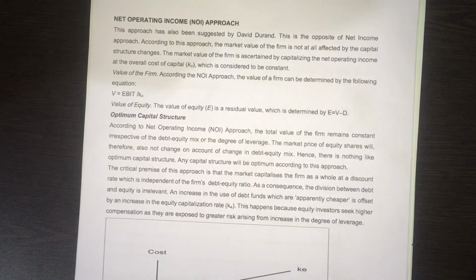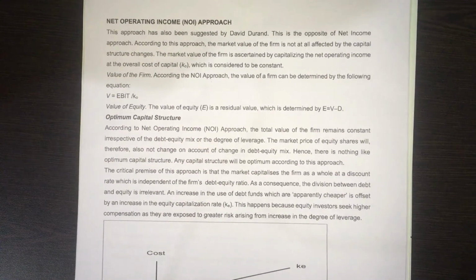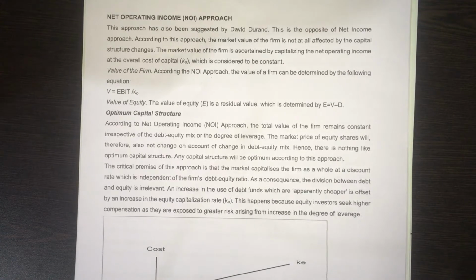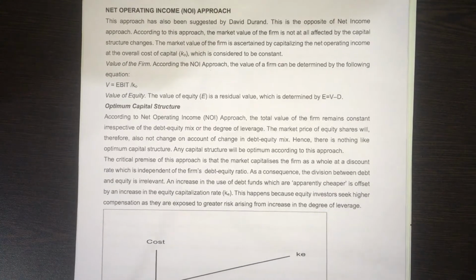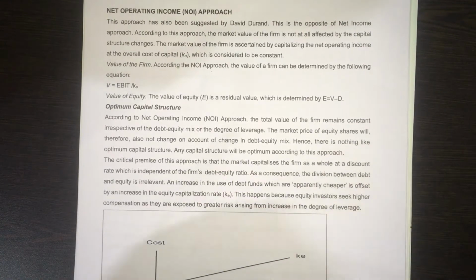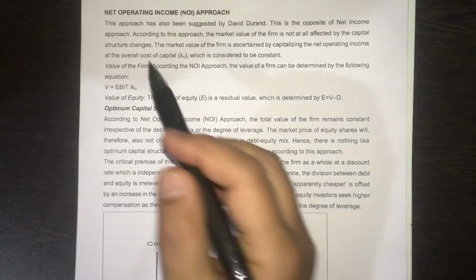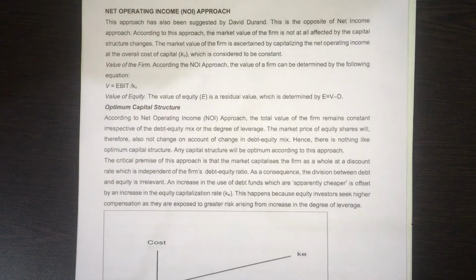All right, welcome back, and this is the second video on the chapter dealing with capital structure. In the first video, I dealt with the net income approach. Here, we are going to look at the net operating income approach, also propounded by David Durand.